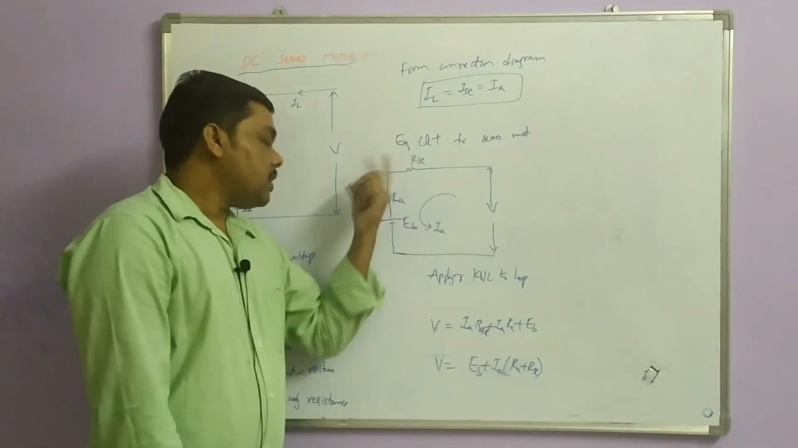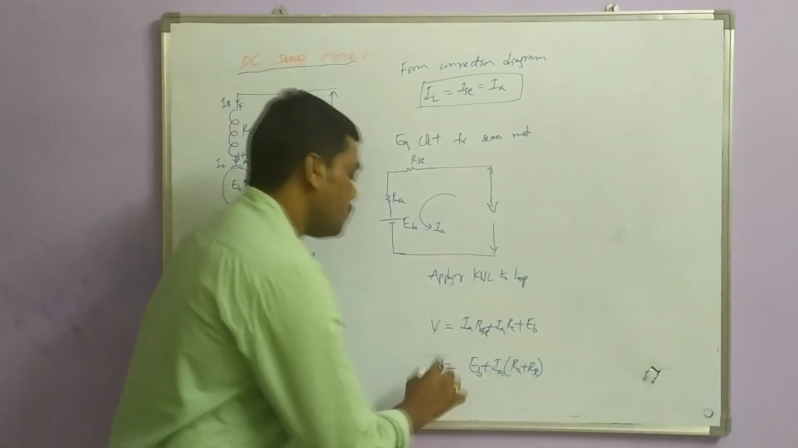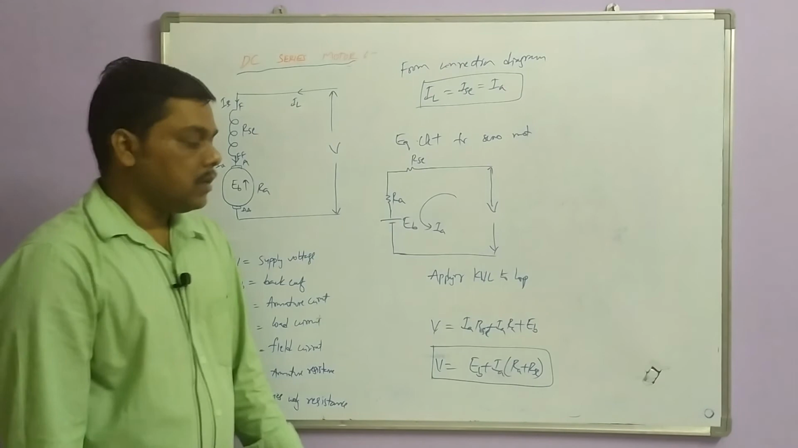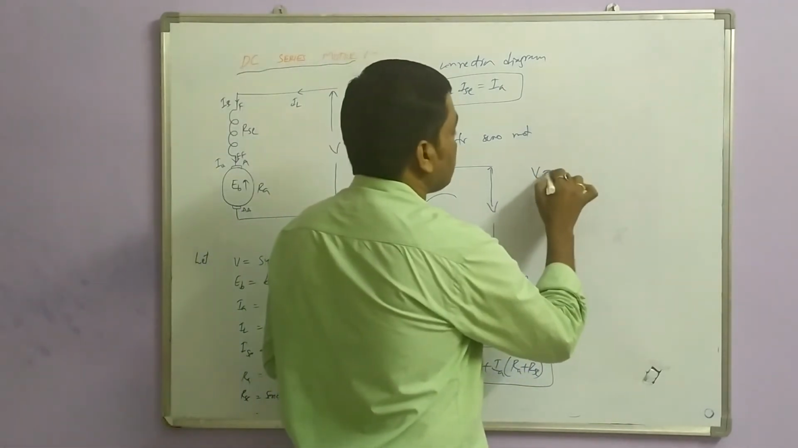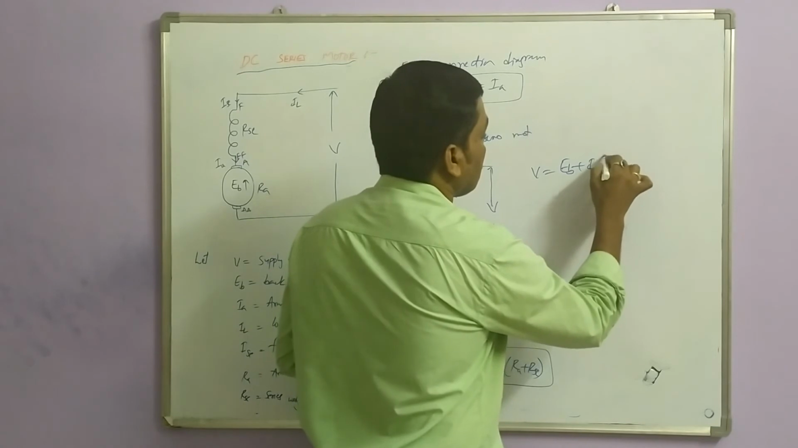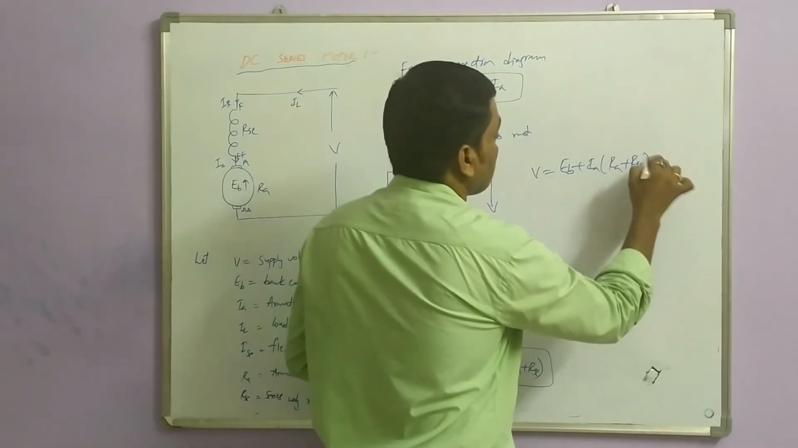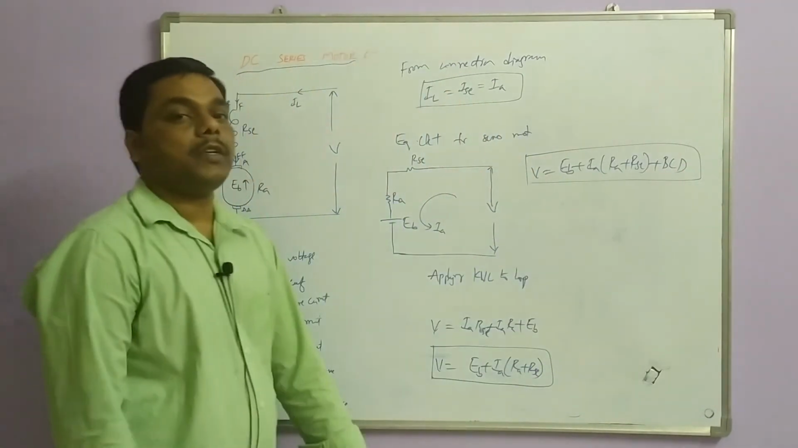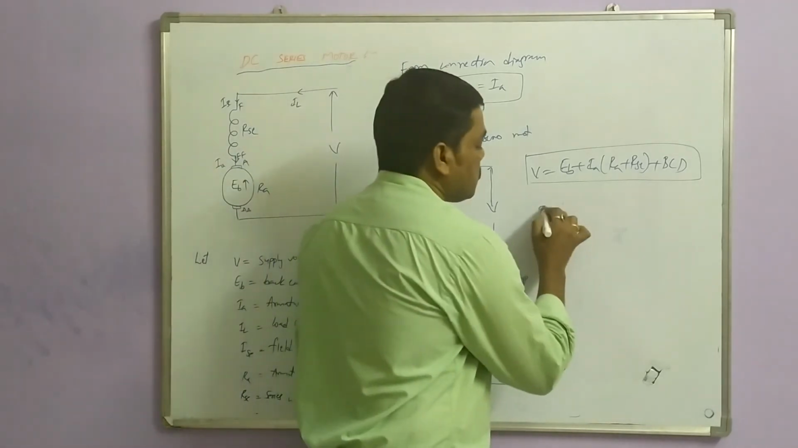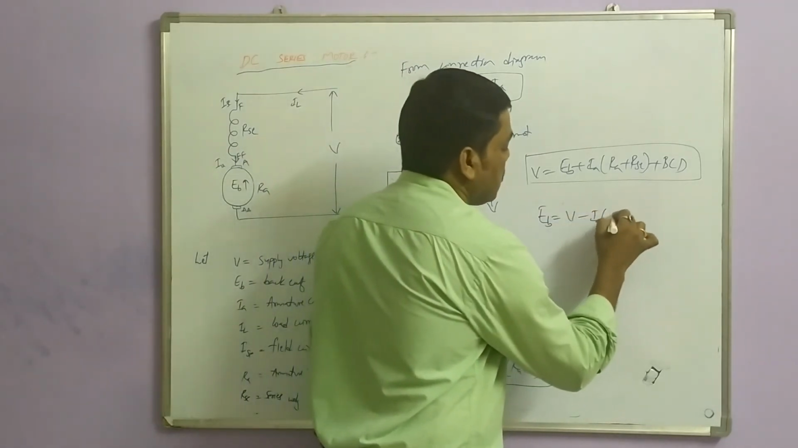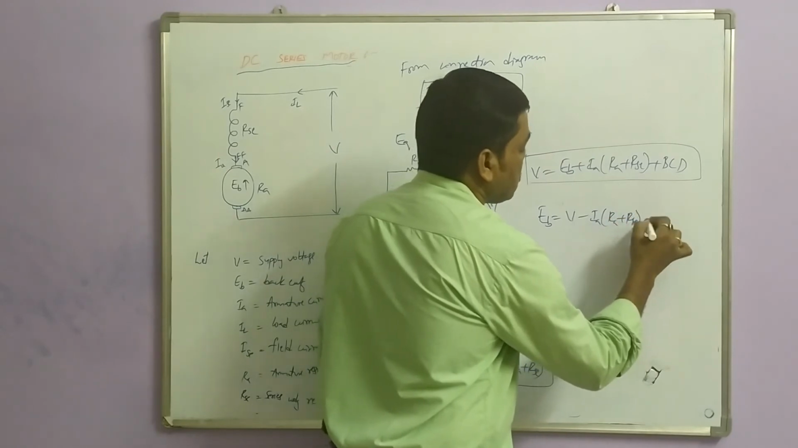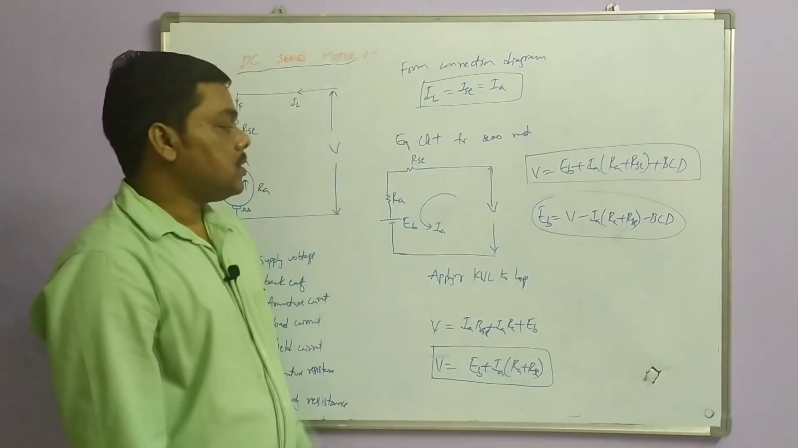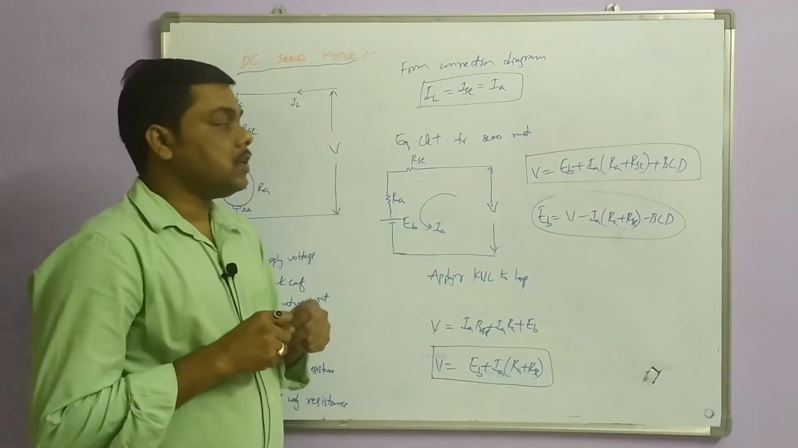Now this can be written in terms of your KVL loop. The voltage equation is nothing but EB plus IA into (RA plus RAC). If you consider the brush drop, we can write V is equal to EB plus IA into (RA plus RAC) plus the brush contact drop. In terms of back EMF, we can also write EB is equal to V minus IA into (RA plus RAC) minus BCD.